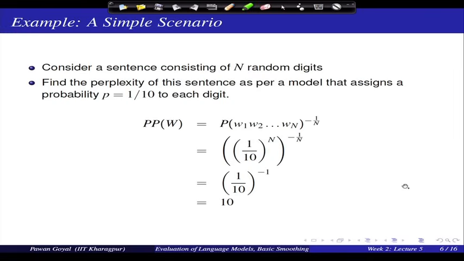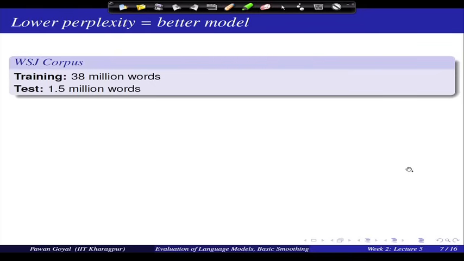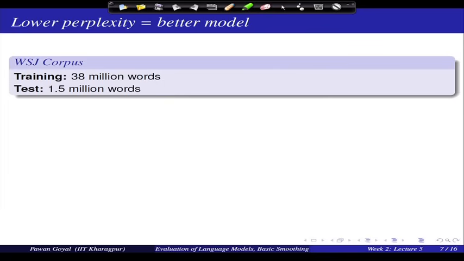Okay. So let us take another example from some text data. So what kind of perplexity values we get and how we can interpret these values. So an experiment was conducted over Wall Street Journal corpus. In training they had 38 million words on which the language model was trained, and for testing they had 1.5 million words on which perplexity was computed.